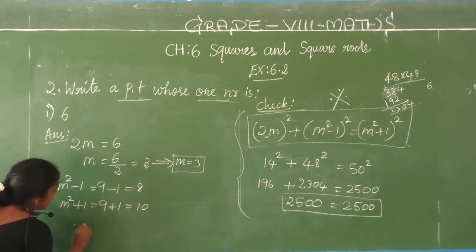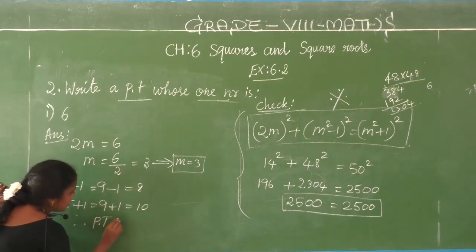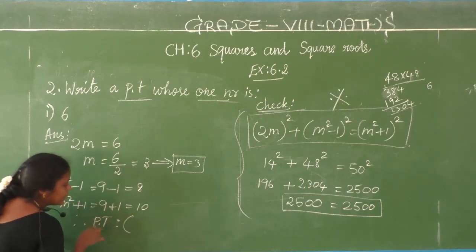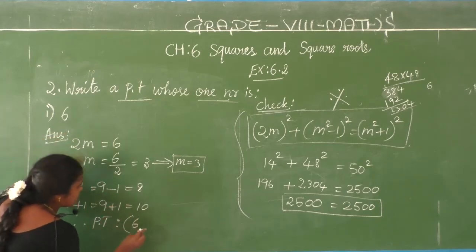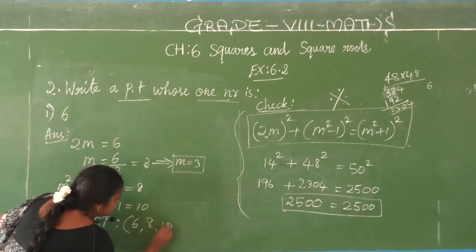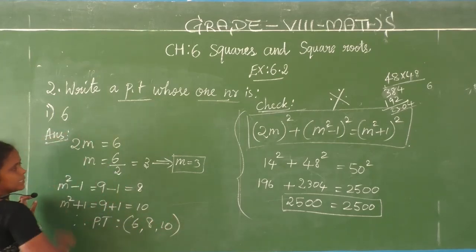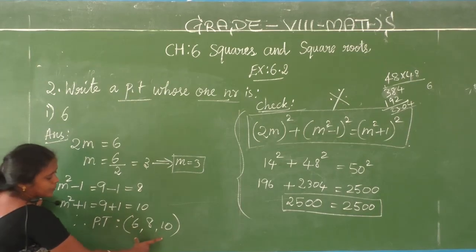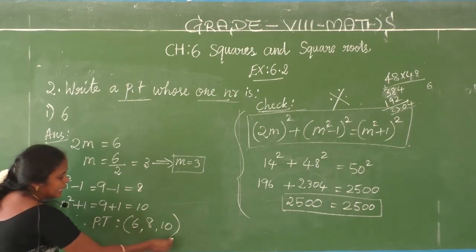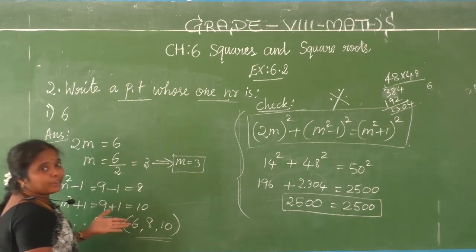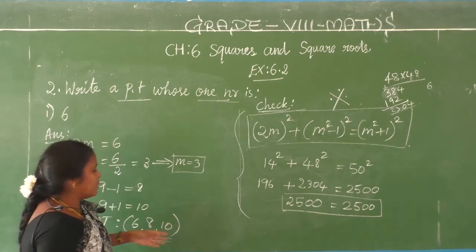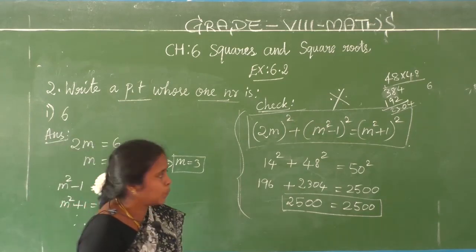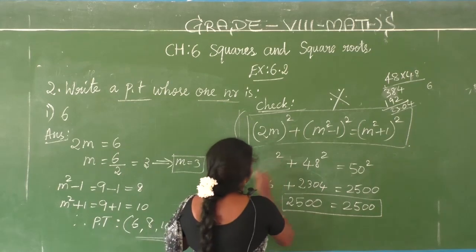That's all. Our required Pythagorean triplet is 6, 8, 10, whose one number is 6. Understood? So the required Pythagorean triplet is 6, 8, 10. We have to check now. Suppose you want to check, ma'am, whether our answer is correct or wrong, what to do? We have to apply here.